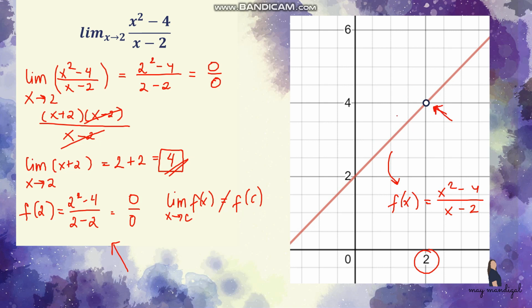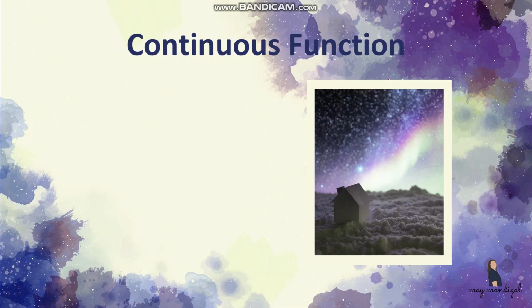But if we get the limit, again, just look at the left and to the right side, they will go to a value of 4. So there are cases wherein the limit of the function is the same as f of c. There are also cases wherein they are not equal, and when we graph it, we can see that there's a hole in our function. Now, these two examples lead us to what we call the continuous function and also the discontinuous function.